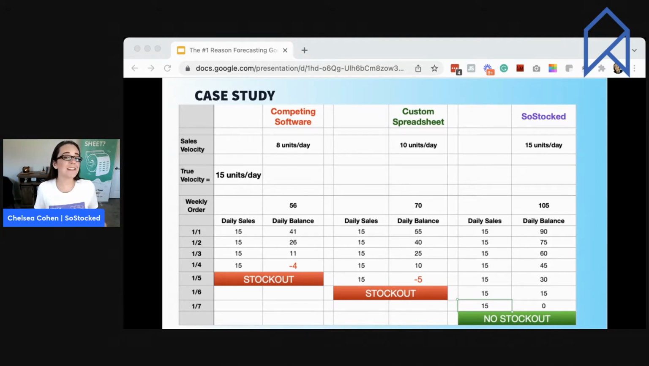His custom spreadsheet was saying that his daily sales velocity was 10 units a day. That was causing him to stock out within the 5th day of the week. However, with SoStock, he was surprised to find that we were saying that the actual true velocity was 15 units a day. And that, in fact, helped him to avoid stockouts. So how is it that we have the same data and 3 different methods are actually being created on the same data? Well, let's go ahead and dive into exactly why that would be.